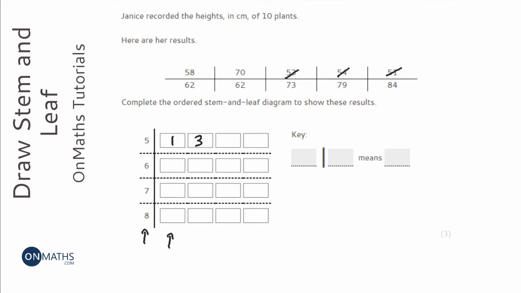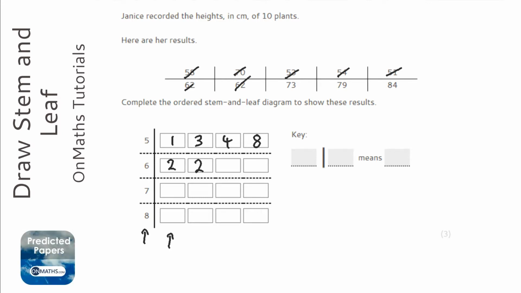54 is our next smallest, and then 58. And then I think 62, and then another 62. And then we've got a 70, a 73, and a 79, then an 84.